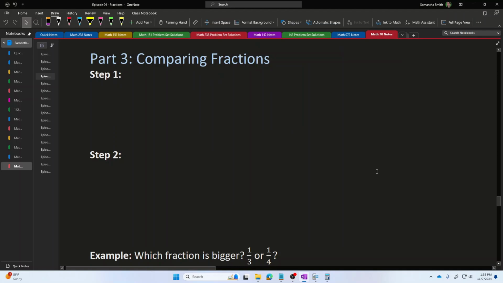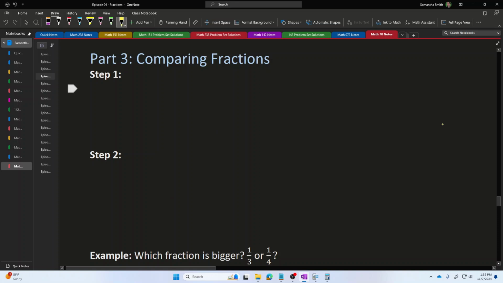In this part of the episode, I would like to talk about how we compare fractions. If we have two fractions, how can we tell which one of them is bigger and which one of them is smaller? Now, when you have two fractions and you want to compare their size, the easiest way to do that, in my opinion, is to make sure that both of them have the same denominator first.